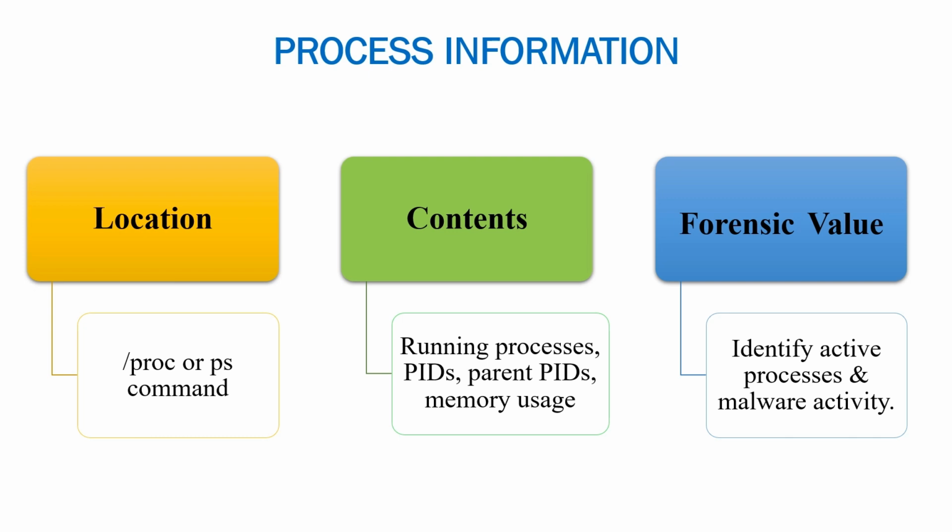Next is process information. It includes running processes, process IDs, parent-child process relations, and memory usage. In terms of forensics, it reveals the running processes, identifies malicious processes, and also tracks the program execution. And we can view the process information by using the ps command.